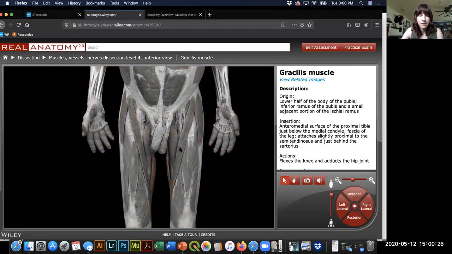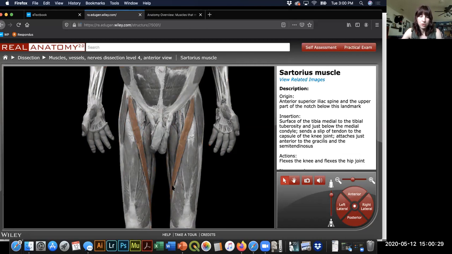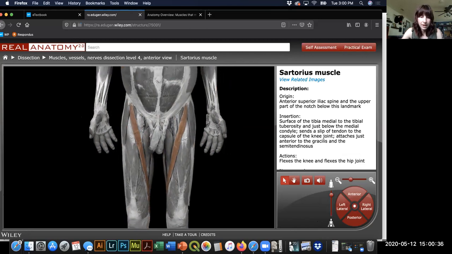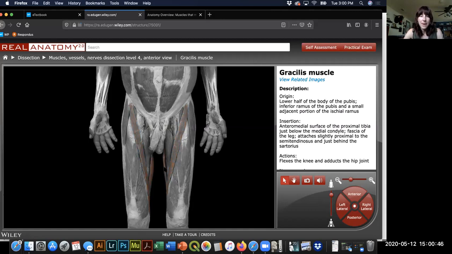Okay, so here's your Sartorius, which would help you to rotate your knee outward. Basically, if you rotate your kneecap outward, that is going to be your Sartorius working. And if you were to rotate your knee back inward, your Gracilis would be doing that, pulling your knee around and inward. So you've got Sartorius out, and then your Gracilis is going to pull it back in.